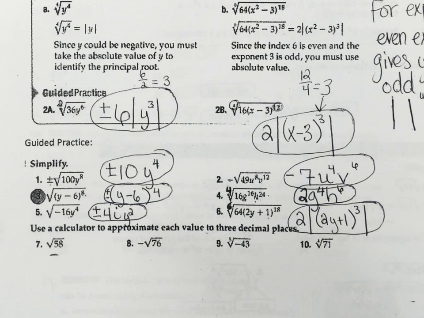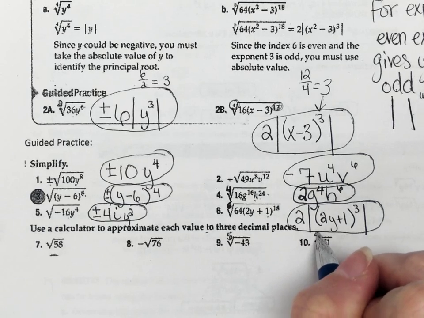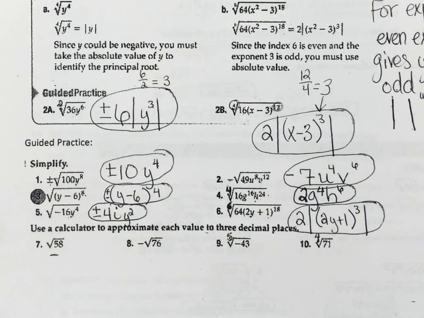Okay, use a calculator to approximate each value to how many decimals? 3. The first 2 are not a big deal. The second 2, that is a 5. And that is a 4, okay? So that's where you can use your calculator. So try those real quick.